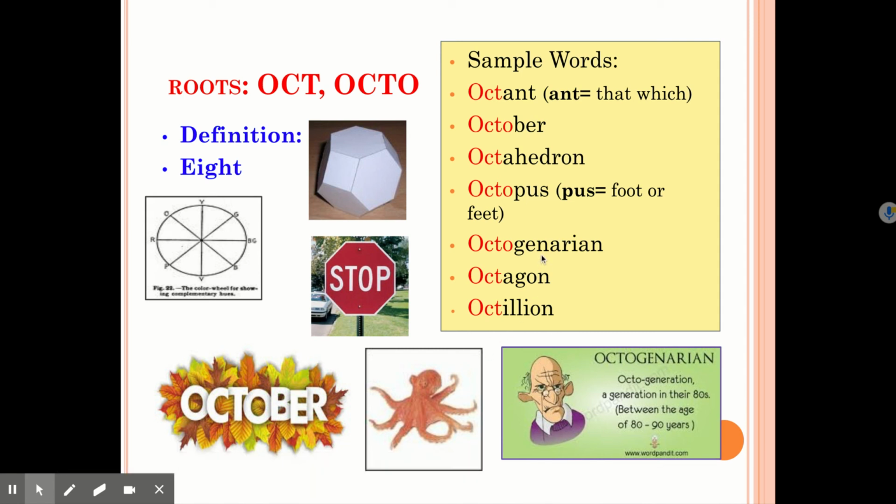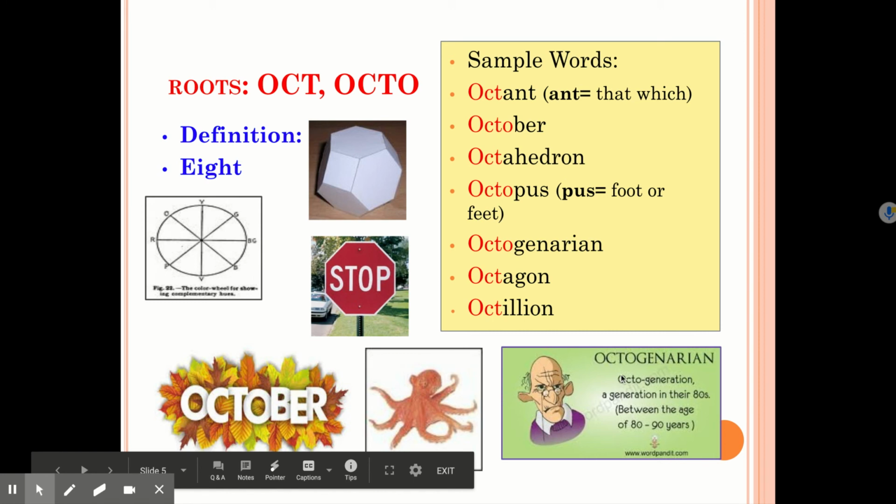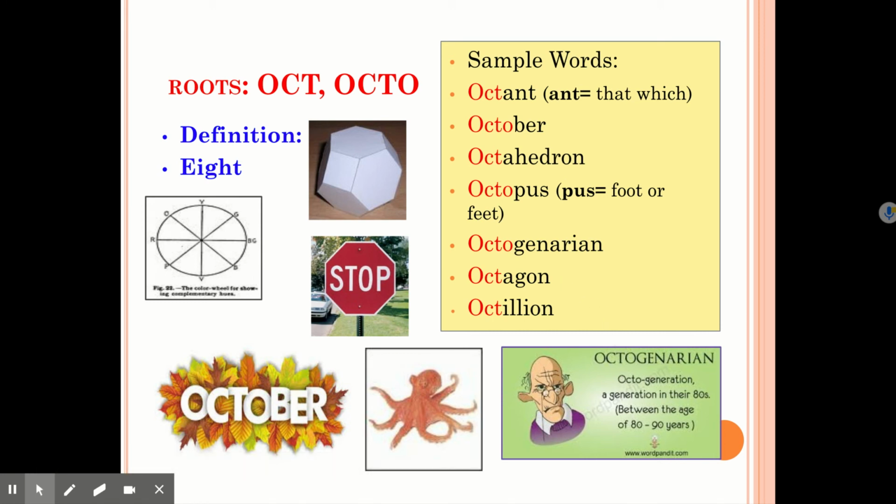And octogenarian, someone who's in their 80s, between 80 and 89 years old. Octogenarian. And then we have octagon, a plane figure with 8 straight sides and 8 angles. So a stop sign is in the shape of an octagon. And octillion, a number represented by 1 followed by 27 zeros.